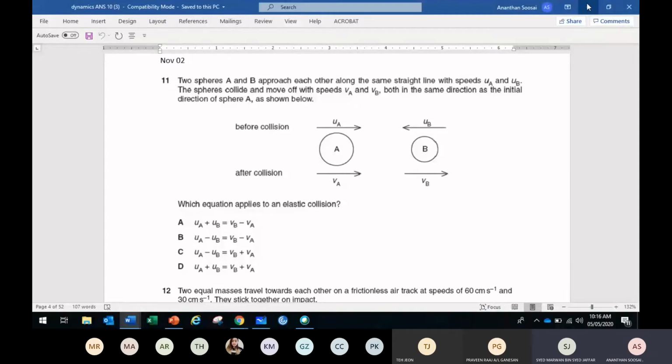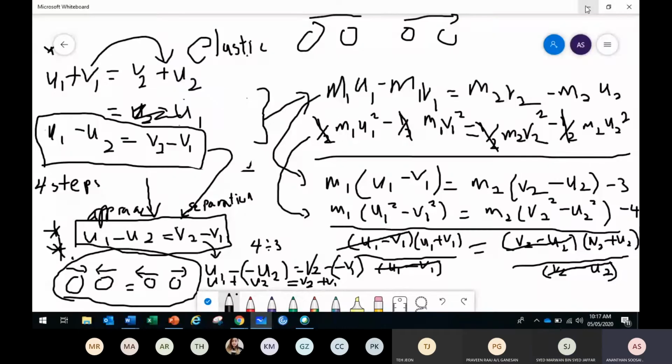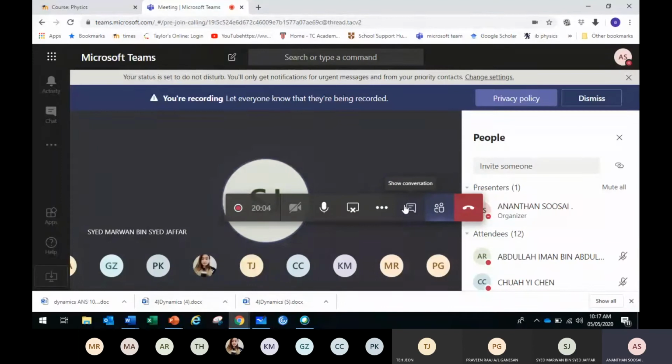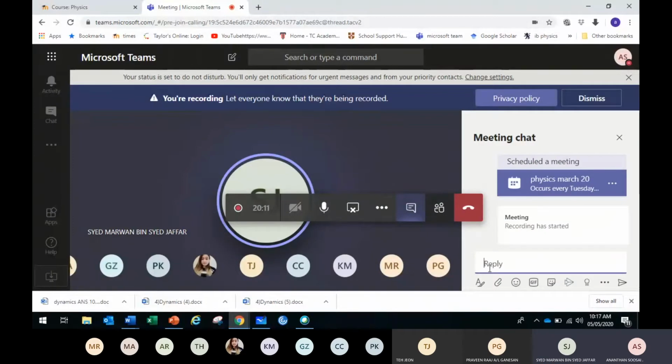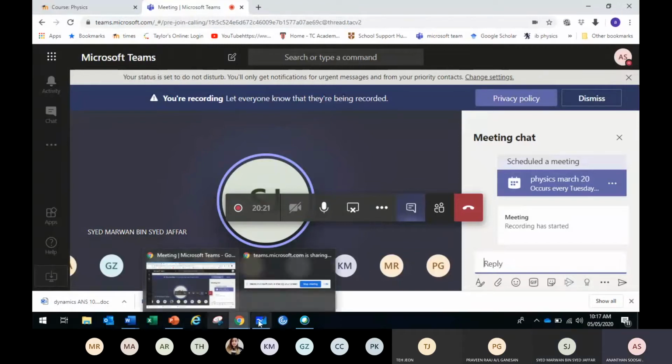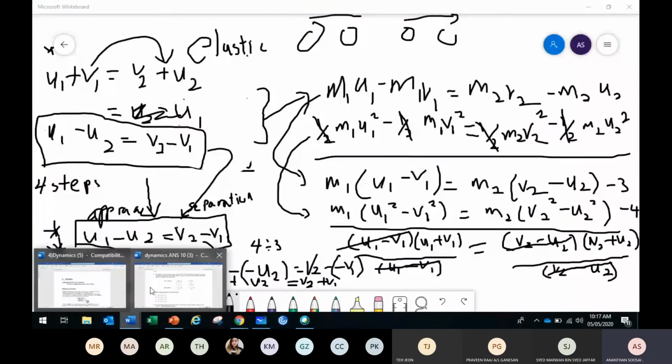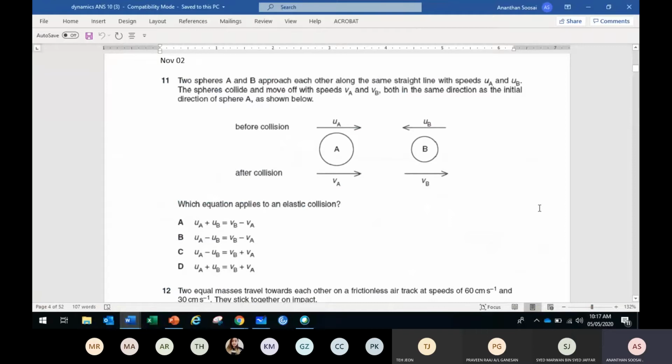Anyone? Actually, class, you can chat, you know. Do you know how to chat? I think you can press this button to show conversation. Only I can send messages. It only says owners can. Okay, so let me check that. I go back to the question. So what's the answer? Anyone? Then you can just voice out to me. A, B, C. A. All of you go for A, eh?